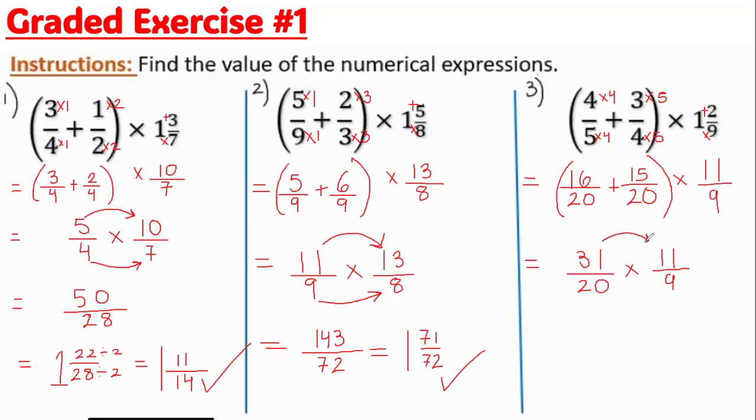Let me multiply these two. The denominator should still be the same though. What is 20 times 9? 20 times 9 is 180. And 31 times 11 is 341. Very good.